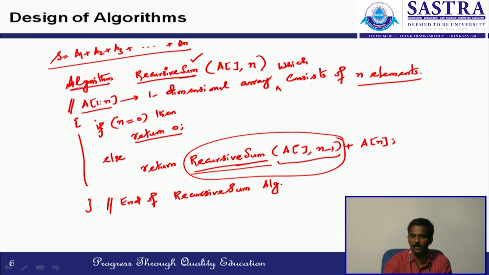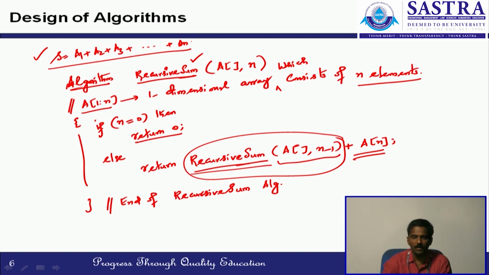What about An? An is added with this recursive call plus An. Return recursive sum of A array comma n minus 1 plus An. The nth element is added with this recursive call, then the entire result is evaluated. Finally that expression, that means the right hand side of this equation, S is equal to, is evaluated here, and the value is returned to the calling place. For example, the algorithm returns the value of S is equal to A1 plus A2 plus A3 plus etc.